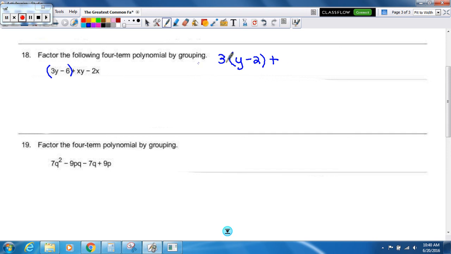And what's left over, I can take an x out of each one of those. So I have an x and a y. I took the x out. That's a y left over. I have a negative 2 and an x. I took the x out, so that's a negative 2 left over. So my answer is what they have in common, y minus 2, times what was outside of the parentheses, 3 plus x.